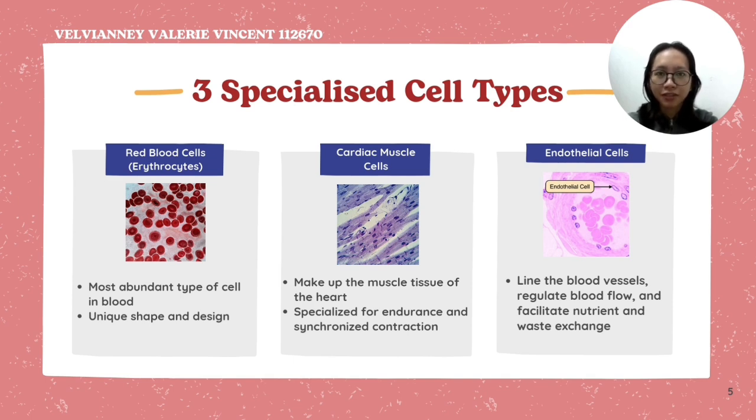Next, we have the endothelial cells, which line the inside of our blood vessels. These cells play crucial roles in maintaining blood flow, preventing clotting, and allowing for the exchange of gases, nutrients, and waste between the blood and tissues.